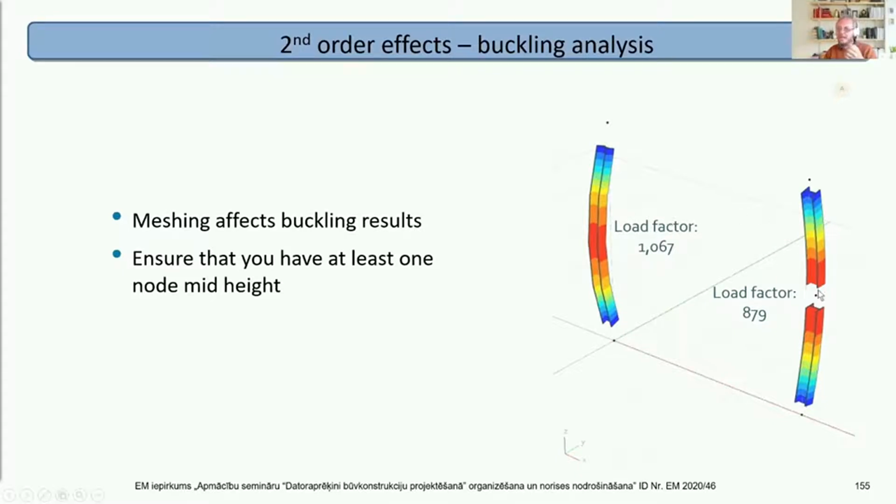Now, we add in one mid-height node into this column. The load factor has dropped down to 879. So yeah, it's a 20% reduction in capacity. Fair enough.